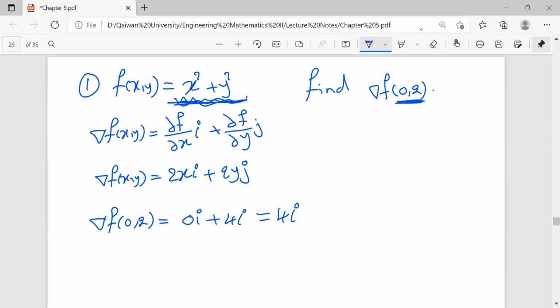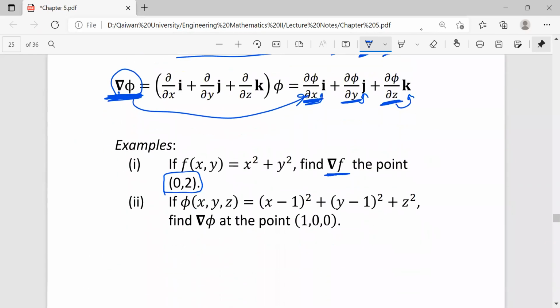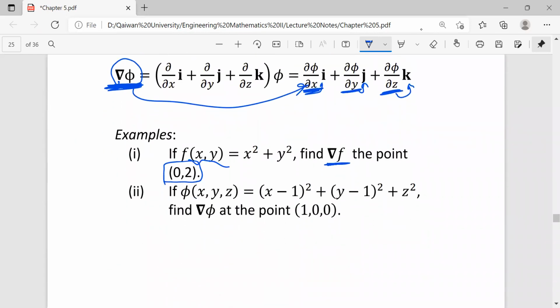Sorry, this is j. It equals 4j. So this is the gradient for that scalar field at this point. That's so easy if you just know the rule, but you should know the rule.